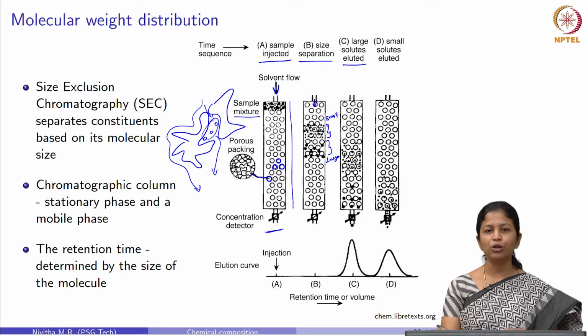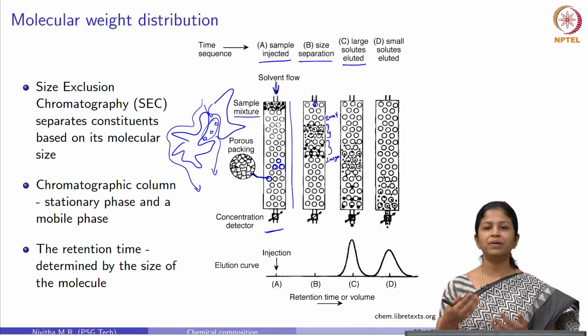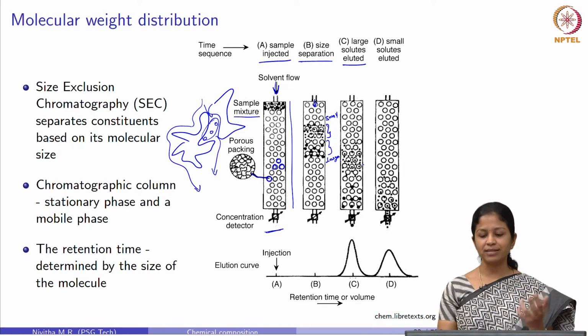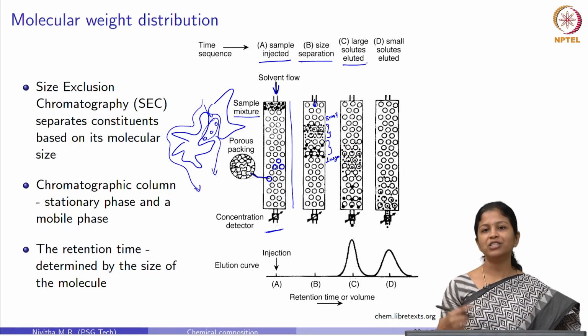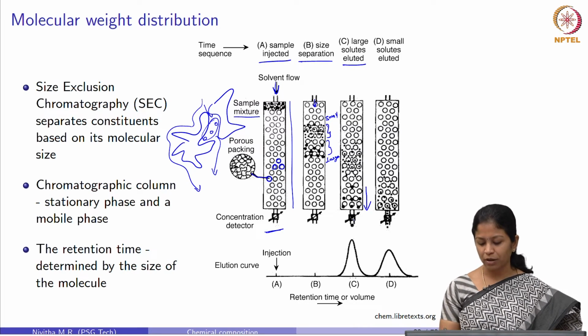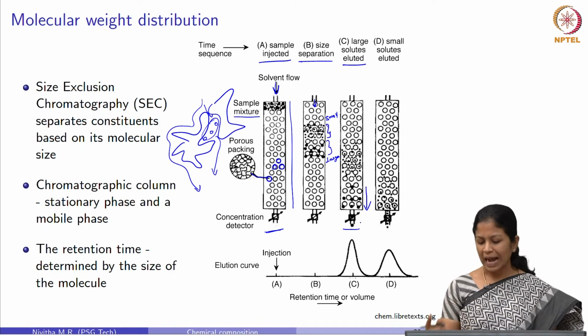So the larger solutes. Solute is what we dissolve in a solvent. So the component of bitumen which is larger in size, that's what they mean by larger solutes. So these larger solutes come out of the chromatographic column initially. After some time, the smaller molecules come out.